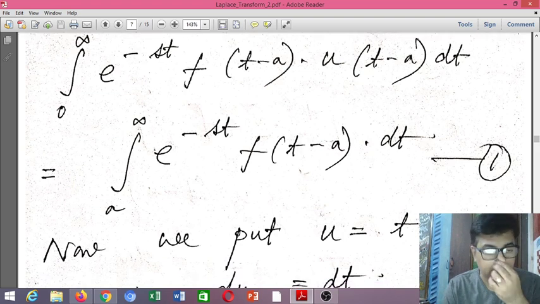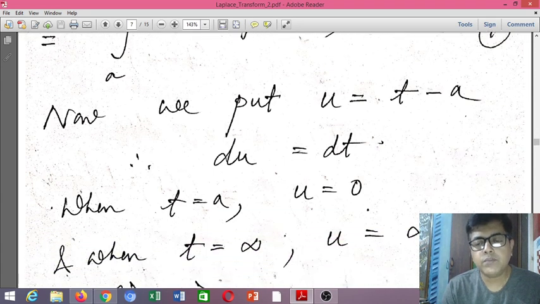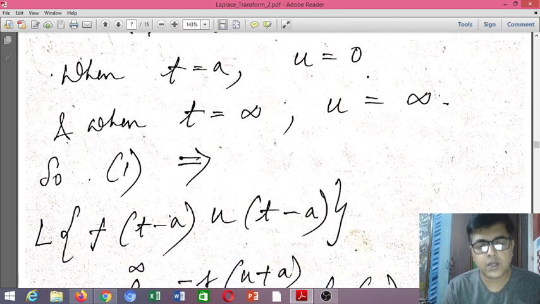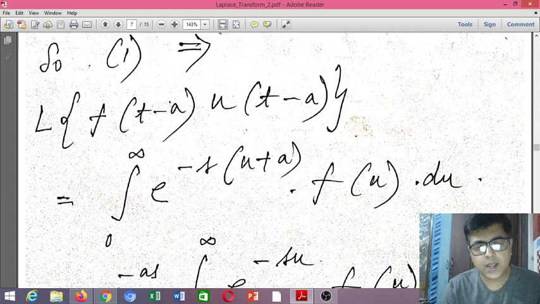Now we have to make a substitution. We put u equal to t minus a. Taking the derivative on both sides, we get du equal to dt, and now we find the limits of u. When t equals a, u is 0, and when t equals infinity, u is also infinity. Making those substitutions, the integral 1 which we wrote earlier now becomes L of f(t minus a) u(t minus a) equal to the integral from 0 to infinity. In place of t we are putting u plus a, and in place of t minus a we are putting u. So this becomes e to the power minus s(u plus a) into f(u) du, right?